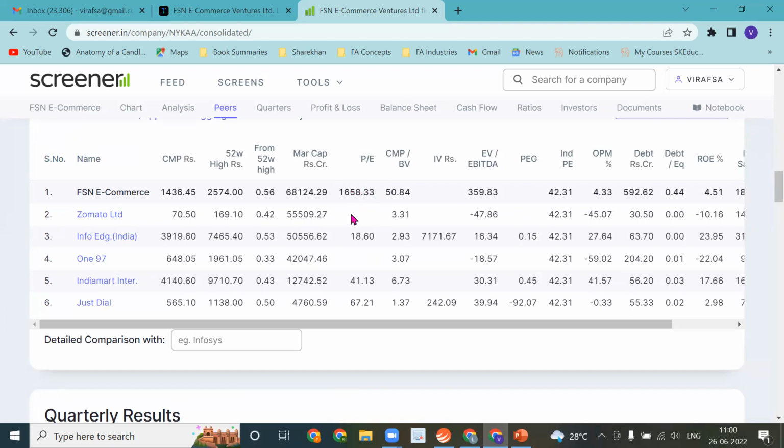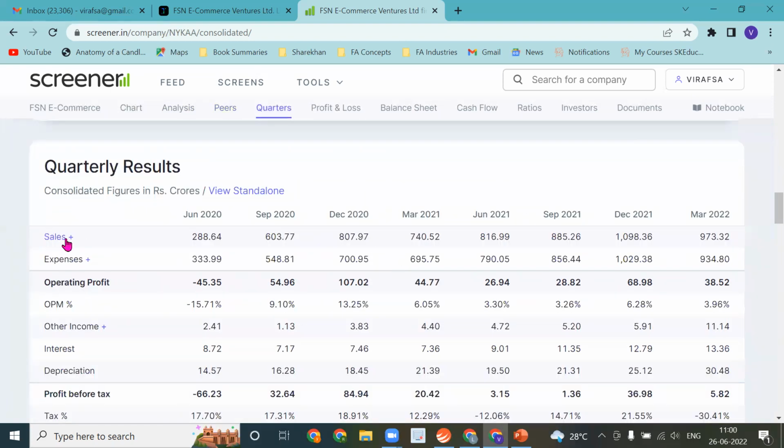Zomato not showing me any P/E values because there are no earnings. Info Edge, I am holding this stock, but I am finding that its jobs business except Naukri, even PB is not doing well. Policy Bazaar. Paytm. India Mart, I have exited this stock with a loss. Just Dial. So what do we do? It is better not to go for now.